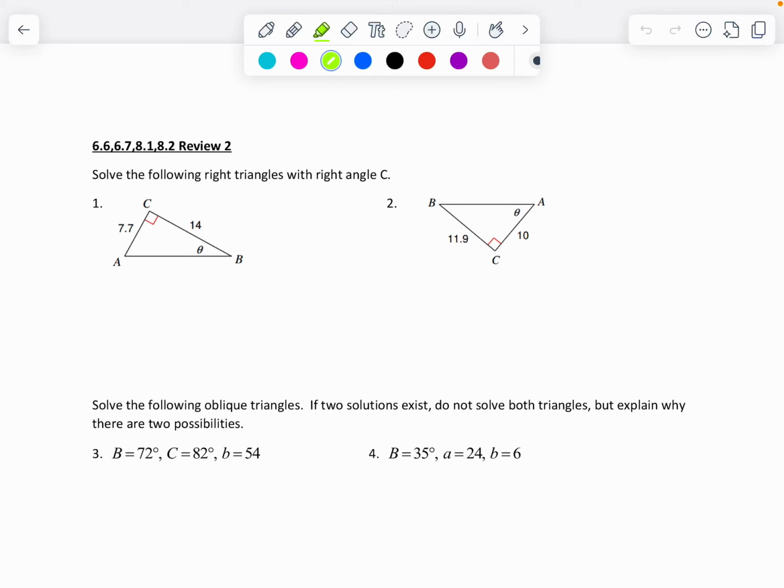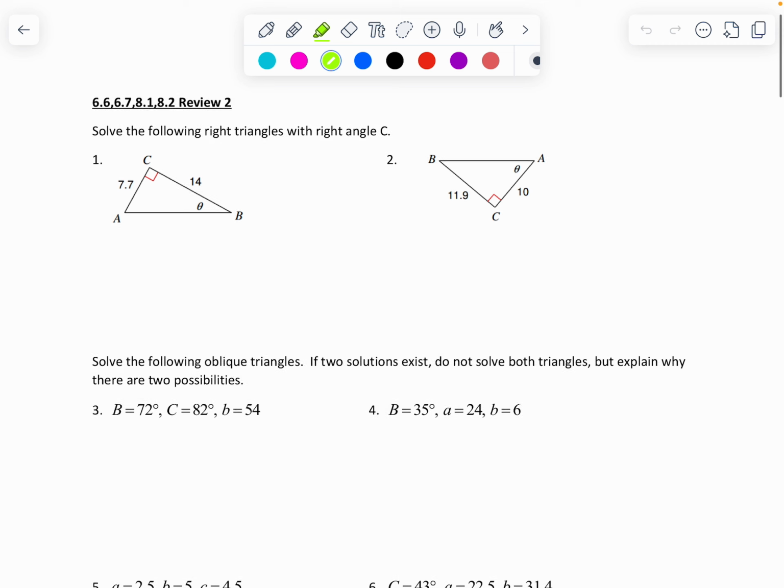Hey everyone, since this review is going to take a long time, I'm going to break it up into the types of problems and make about 4 different videos. The first one's just going to be for number 1 and 2. So solve the following right triangles.